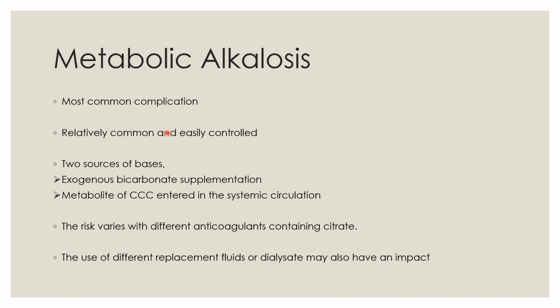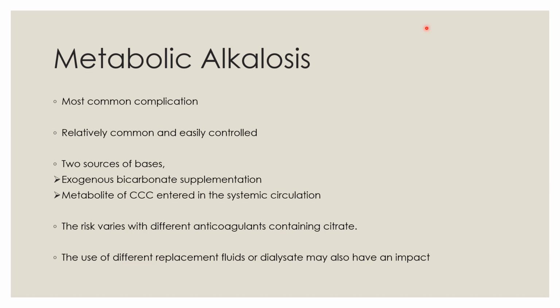There are two sources of bases related to regional citrate anticoagulation. One is derived from exogenous bicarbonate supplementation, and the other is the metabolite of citrate calcium complex entering the systemic circulation. If without exogenous bicarbonate infusion, which comes from the replacement fluids, metabolic alkalosis still exists, this situation is called citrate overload, which implies excessive citrate calcium complex entering the systemic circulation. Citrate overload is a sign of excessive citrate administration or, more frequently, of low clearance in the hemofilter.